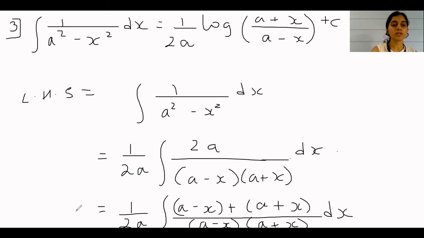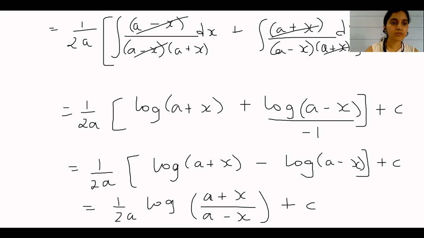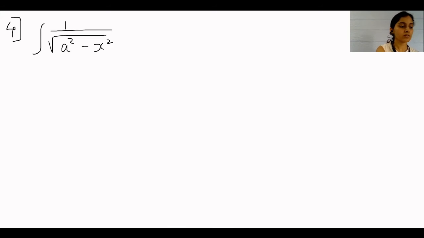Okay, so we have proved this for our third type. What is the third type? A square minus x square. So you're getting 1 upon 2a log of a plus x upon a minus x plus c. Okay, let's go to the next one now, the fourth one. The fourth is integration of 1 upon root of a square minus x square dx, equal to sine inverse x upon a plus c.